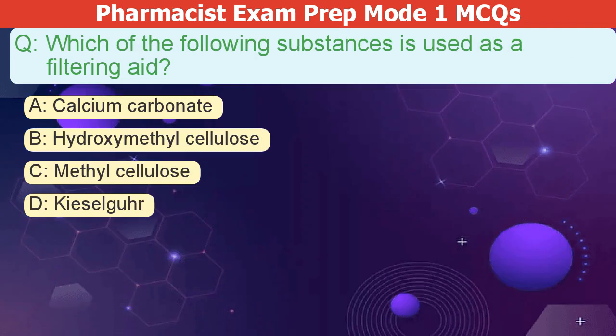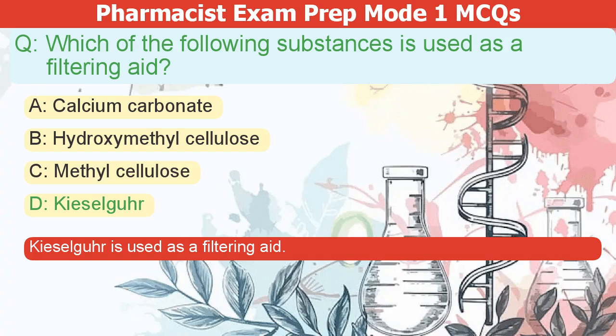Which of the following substances is used as a filtering aid? A. Calcium carbonate. B. Hydroxymethyl cellulose. C. Methyl cellulose. D. Kieselguhr. The correct answer is D. Kieselguhr is used as a filtering aid.